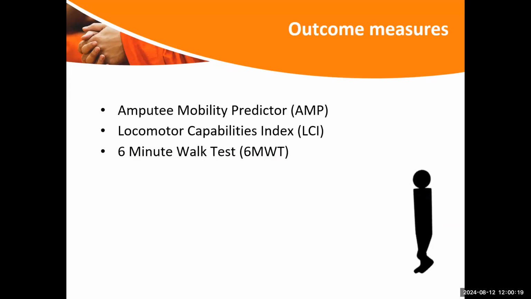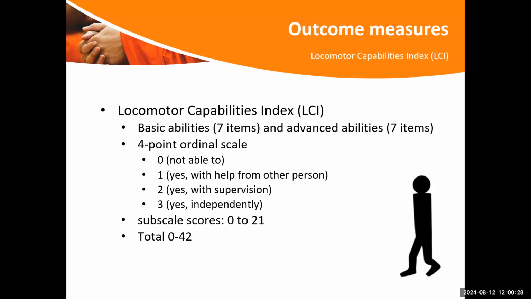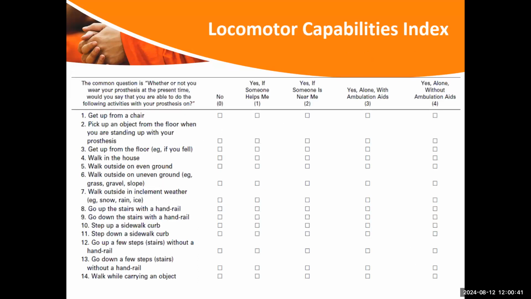Okay, some more outcome measures. AMP, LCI, 6-minute walk test. Okay, so 頭先嗰個啦，即係LCI actually is 0 to 42 points. Okay, so you ask them about 14 functional activities, and they just tell you whether they need someone to help, someone near. It's a self-perceived kind of questionnaire. It's the patient who gives you the answer, not objective.